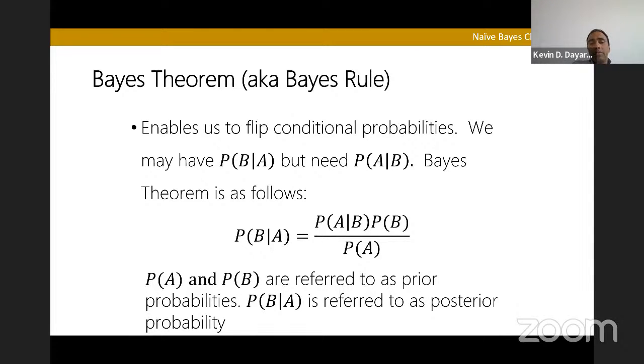Essentially, the idea with Bayes' theorem is that it enables us to flip conditional probabilities. We may have the probability of B given A, but we need A given B. Bayes' theorem is as follows. The probability of B given A equals the probability of A given B times the probability of B, all over the probability of A. You can derive this using definitions we talked about. This is done in most standard probability and statistics textbooks. The probability of A and the probability of B are referred to as prior probabilities. And the probability of B given A is a posterior probability.